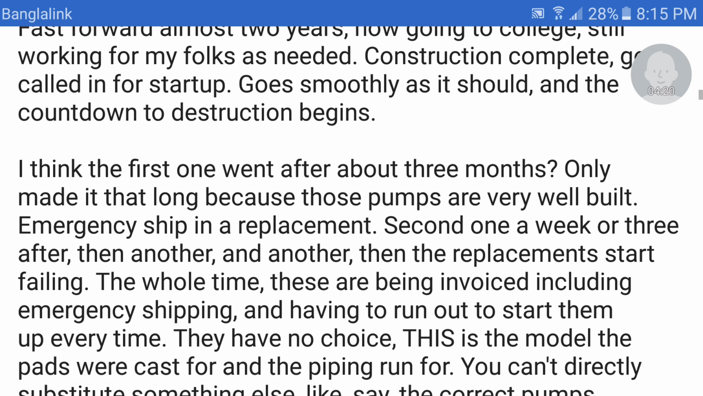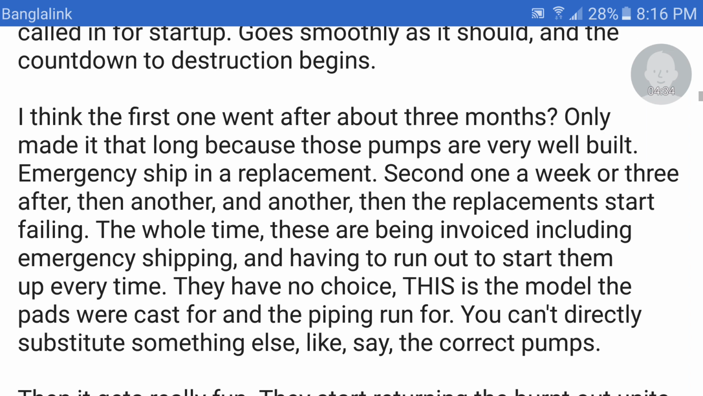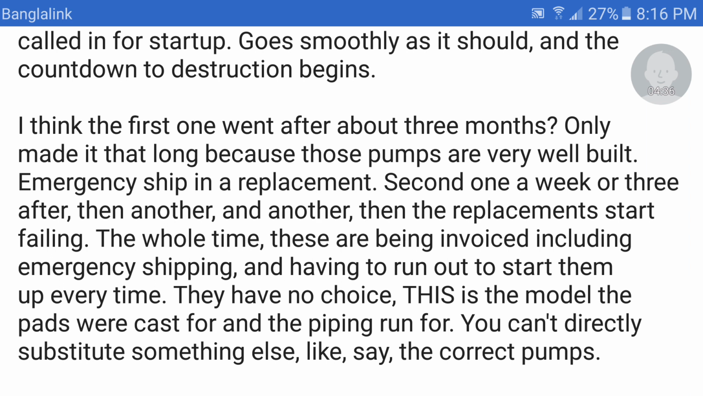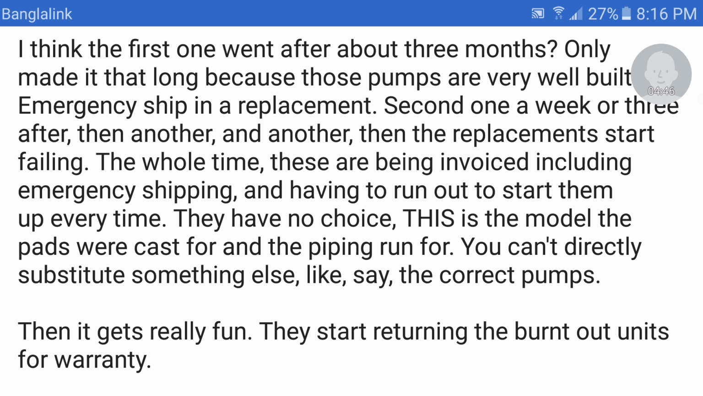Emergency ship and a replacement. Second one a week or 3 after, then another, and another, then the replacements start failing. The whole time, these are being invoiced including emergency shipping, and having to run out to start them up every time. They have no choice. This is the model the pads were cast for and the piping run for. You can't directly substitute something else, like, say, the correct pumps.